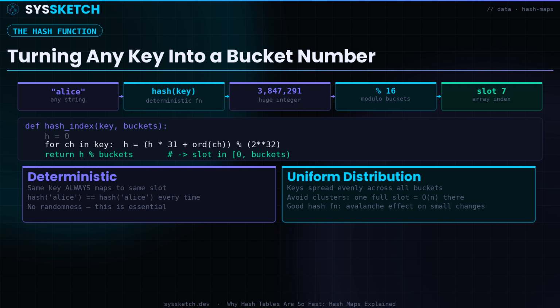The two critical properties are determinism and uniform distribution. Deterministic means the same key always lands in the same slot. Uniform means keys spread evenly across all available slots, rather than clustering together.